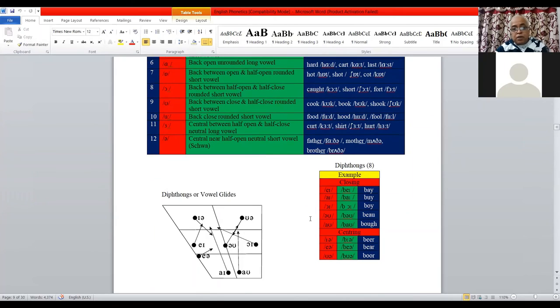Now, then we come to the, yes, any question up to this? Any question? Abhishek, Sundrita, any question? Okay.